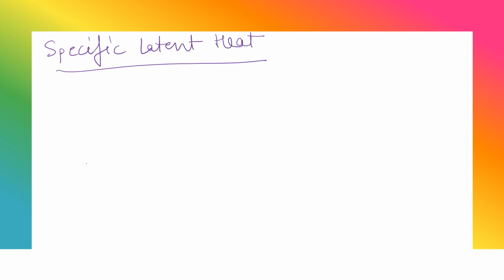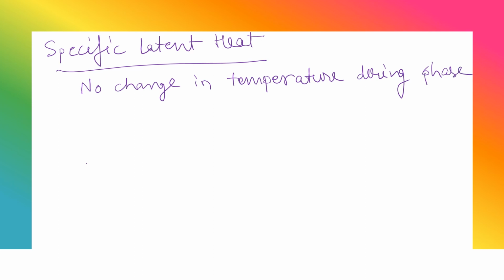Now let's understand the concept of specific latent heat. As you know, there is no change in temperature during phase change. So delta T is equal to 0. So here no use of delta T.